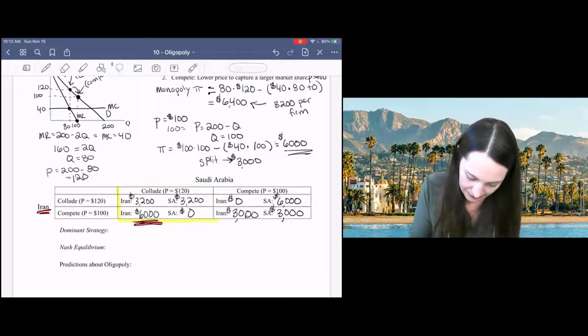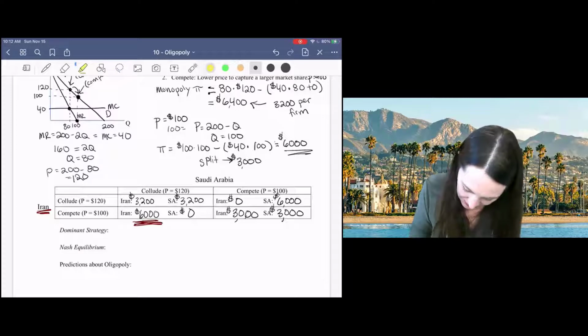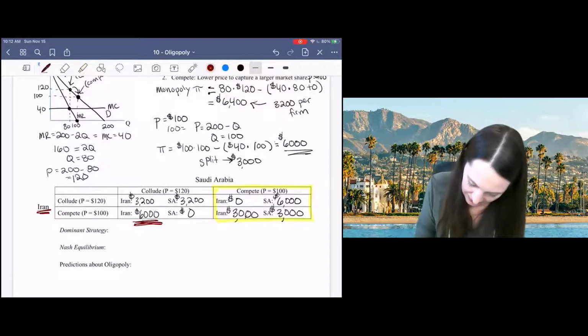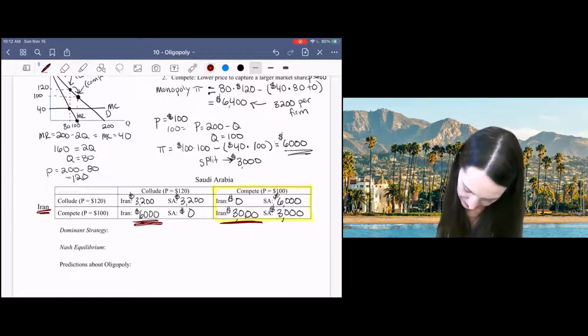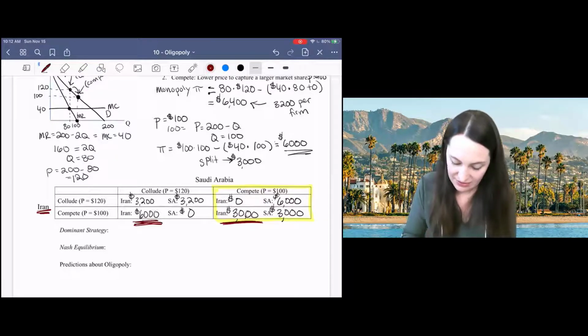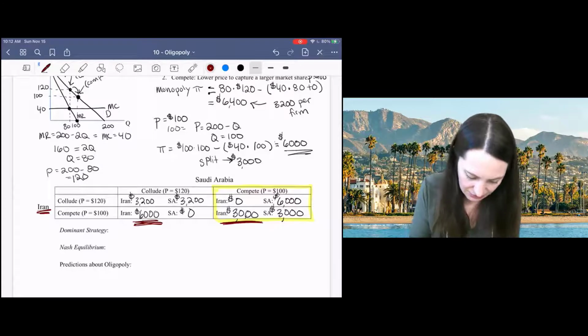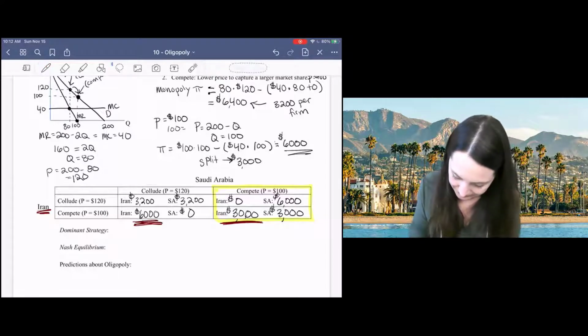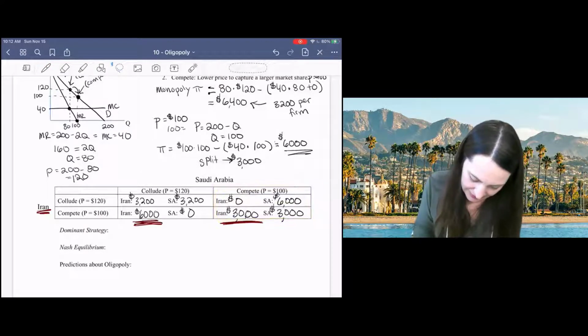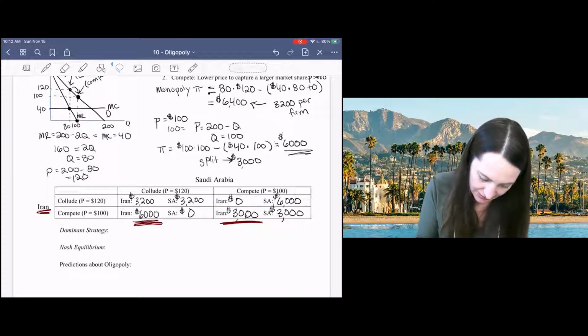If Saudi Arabia decides to compete, then again, Iran is better off competing, right? 3,000 is bigger than 0. So Iran has a dominant strategy to compete.